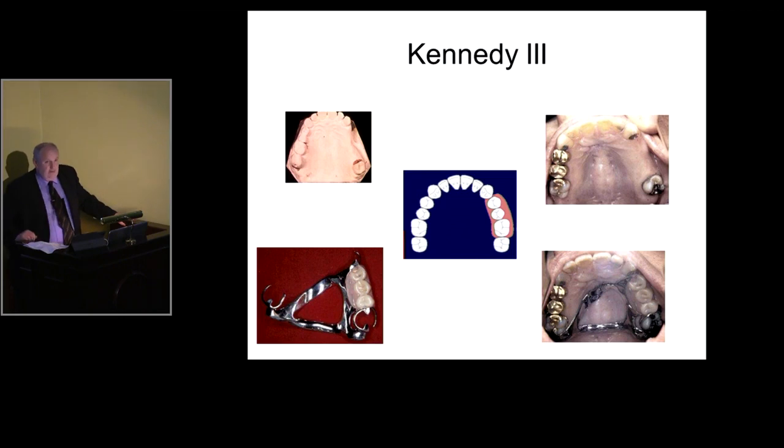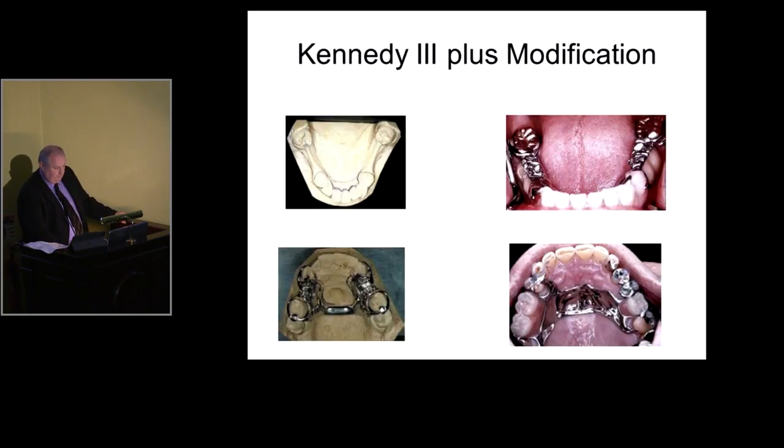Kennedy 3, bounded saddle. Commonly, the major connector in a Kennedy 3 will be a palatal strap. This is an open ring that you see here, but commonly it'll be a palatal strap, particularly if there's a modification. They're an example of palatal straps. Palatal straps should be 12 to 15 millimeters wide. The one on the left is only about 7 millimeters wide.